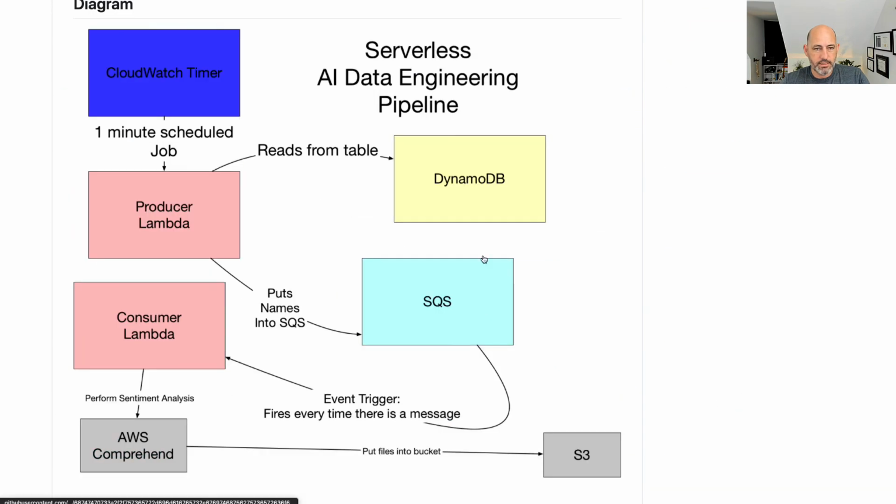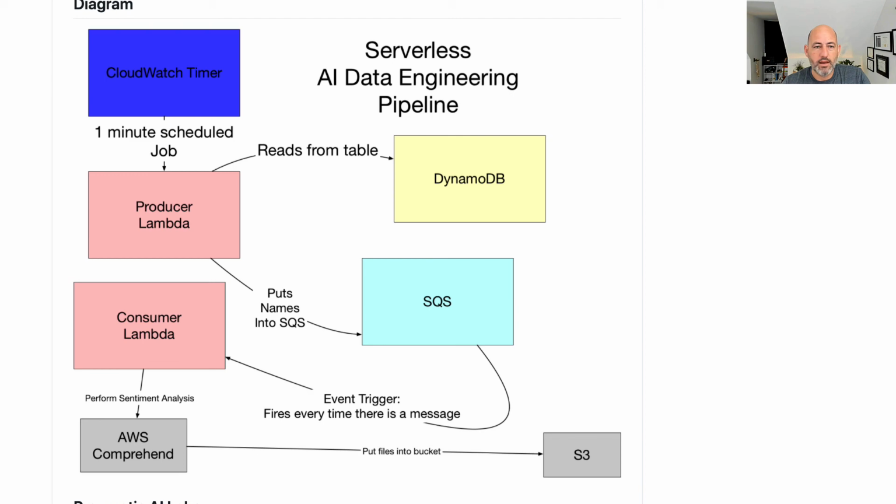We've got the database and the queue. So really, we just need to create the 2 Lambda functions, and we also need to create the CloudWatch timer that talks to it. So the first thing I'm going to do is create this producer Lambda.